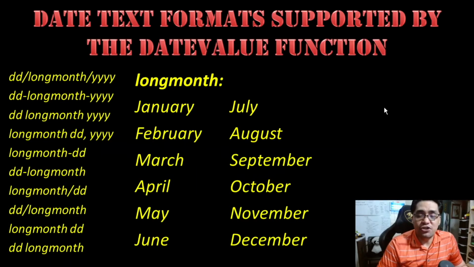Now, the DATEVALUE function does not only accept short months. It of course also accepts long months. So you have here the exact same entries as the short months a while ago, but instead of short months, you have here now long months. So day slash long month slash year, or dash or space, or you have here a long month space, the day, comma, the year, or just long month day, day long month, using the dash, the slash, and the space. As far as the long months are concerned, you have January, February, March, April, May, June, July, August, September, October, November, December. In other words, the months spelled out completely.